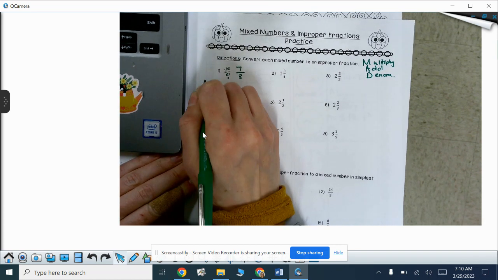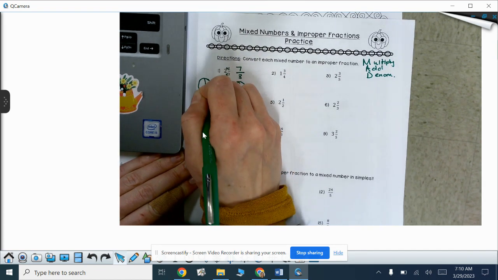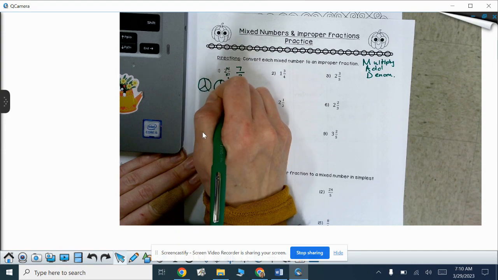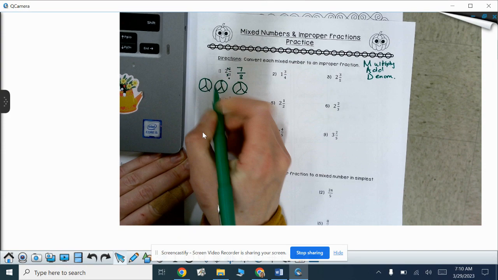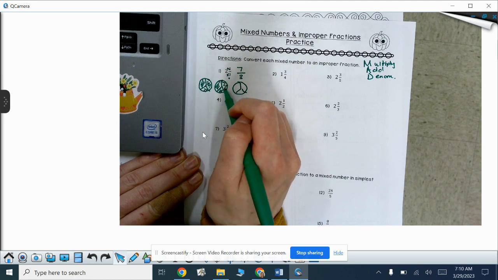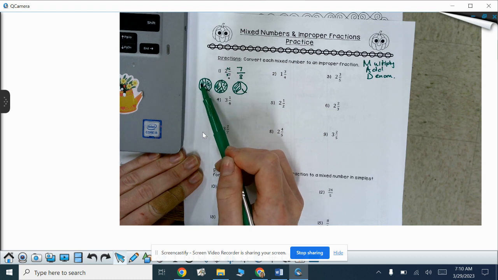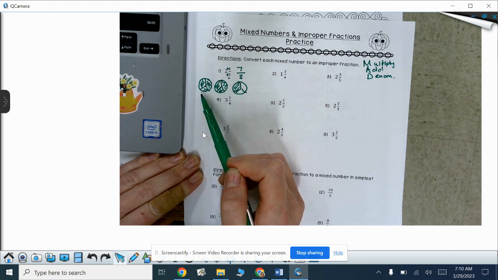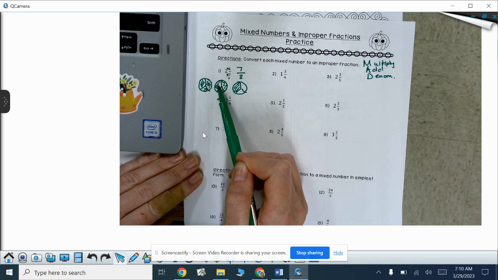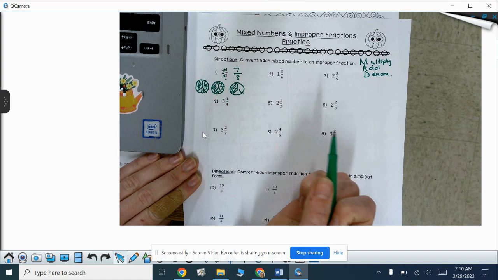If I were to draw this out as little pizzas here, okay, I've got 2 pizzas. So we want to cut all the pizzas into thirds. This one's all filled up because I've got 2 whole pizzas. And this one's just a third. How many thirds do I have? I have 1, 2, 3, 4, 5, 6, 7. So 7 thirds is correct.